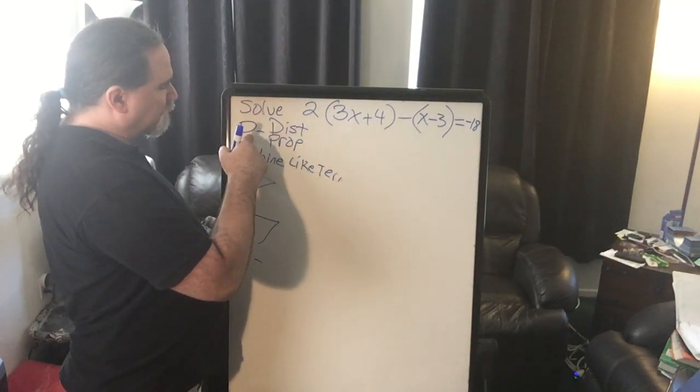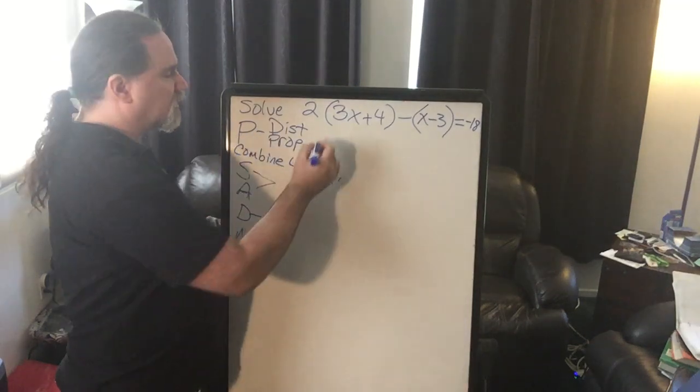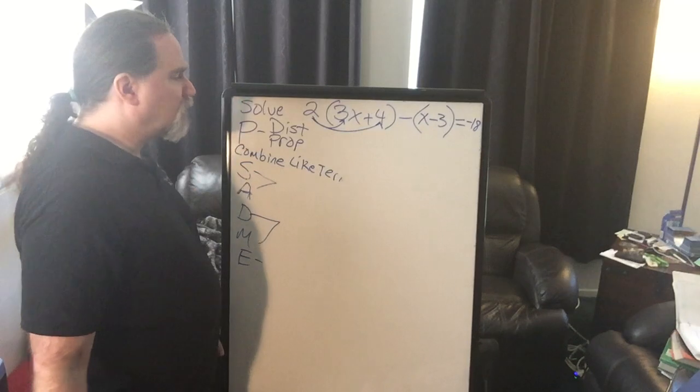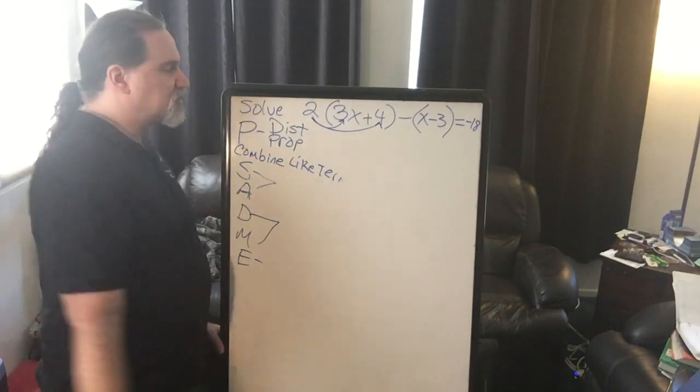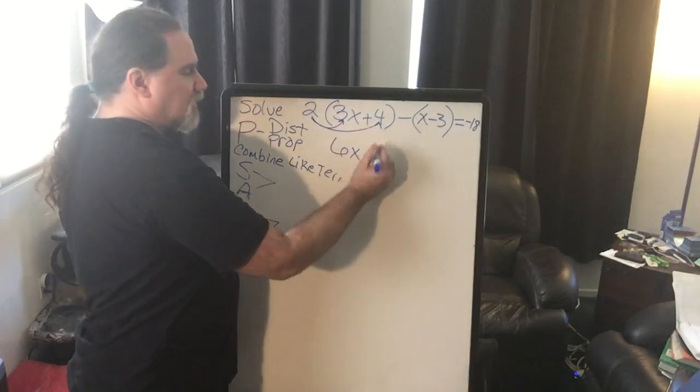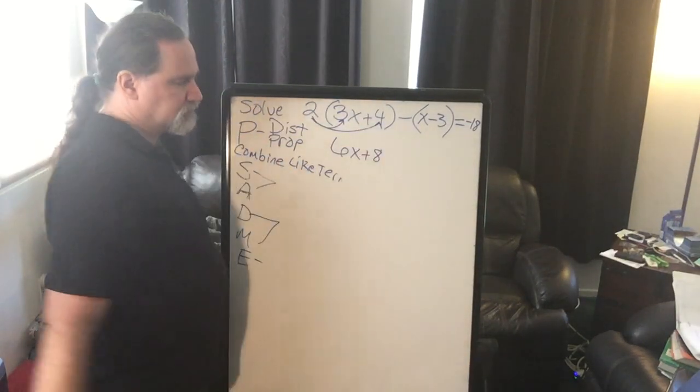So we're going to start with parentheses. That's always going to be step 1. We're going to deal with that. We're going to do the distributive property. So I start with that very first parentheses I see. So 2 times 3x is 6x. 2 times positive 4 is positive 8.